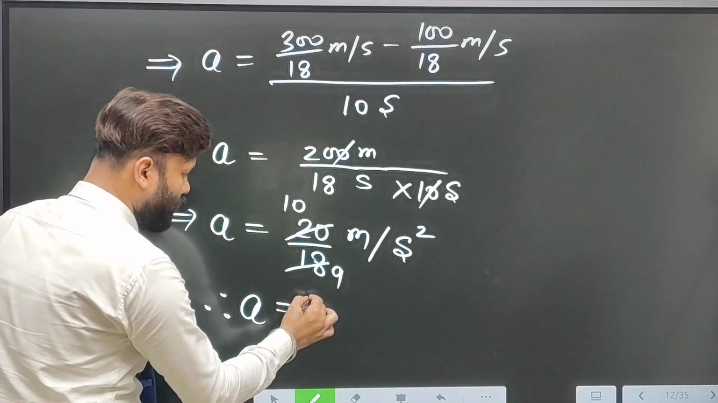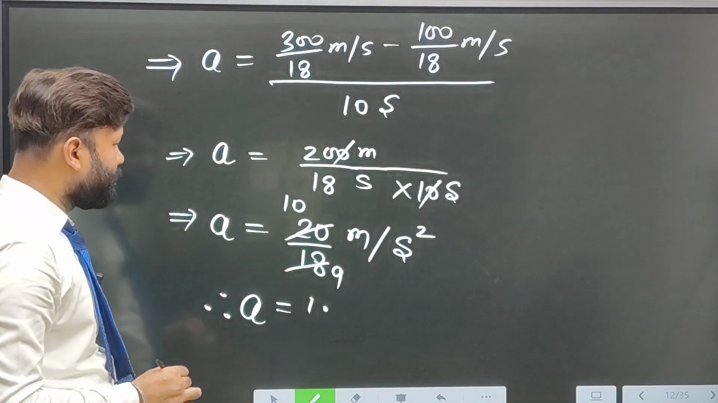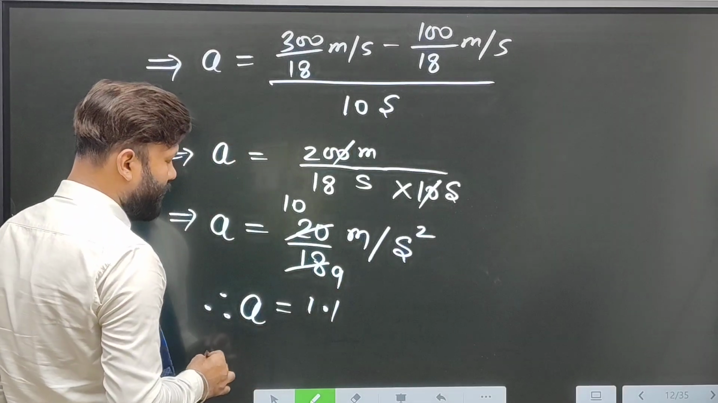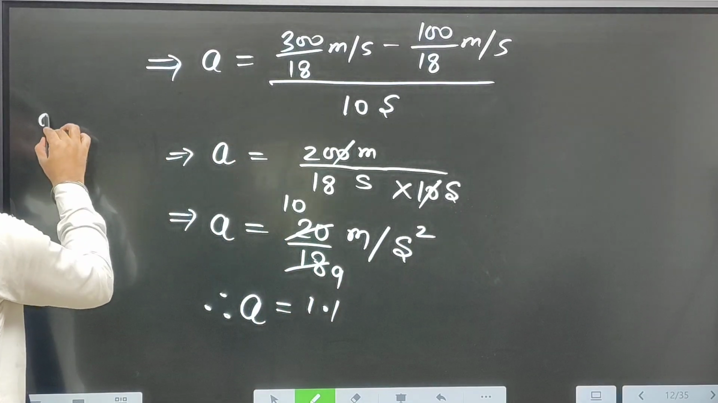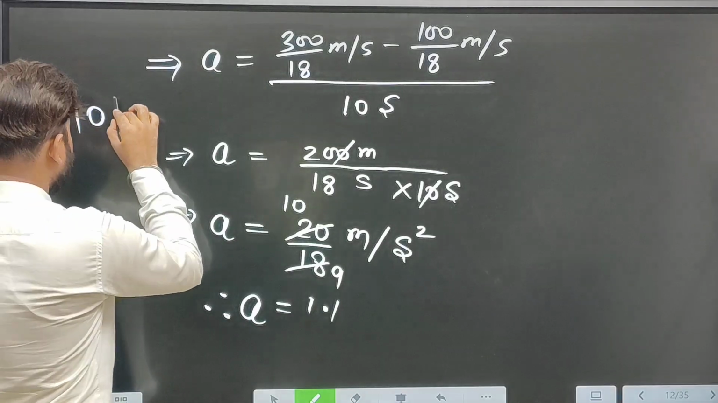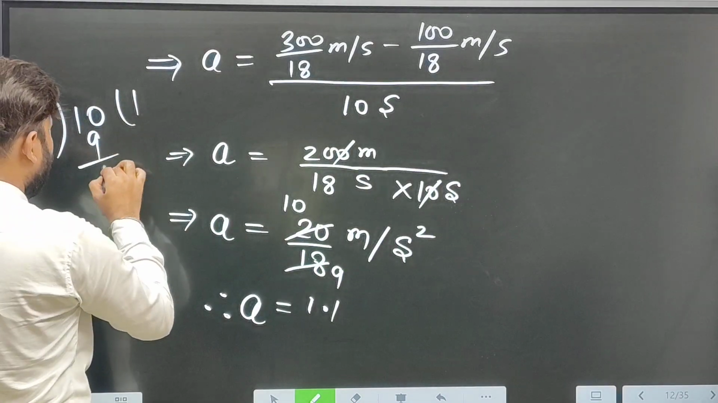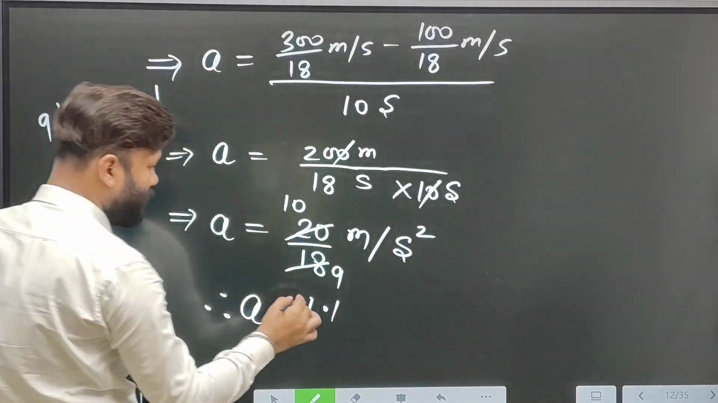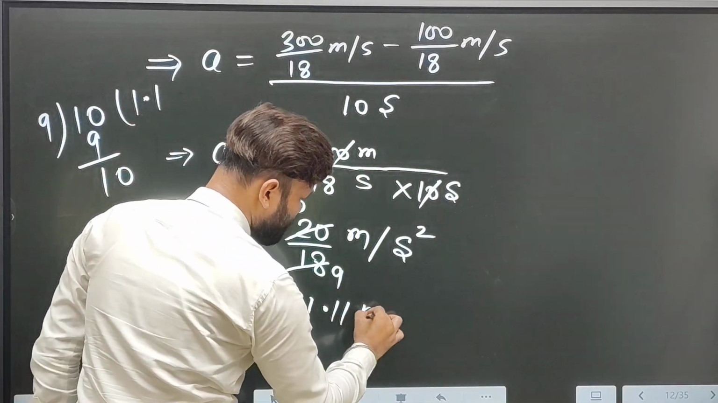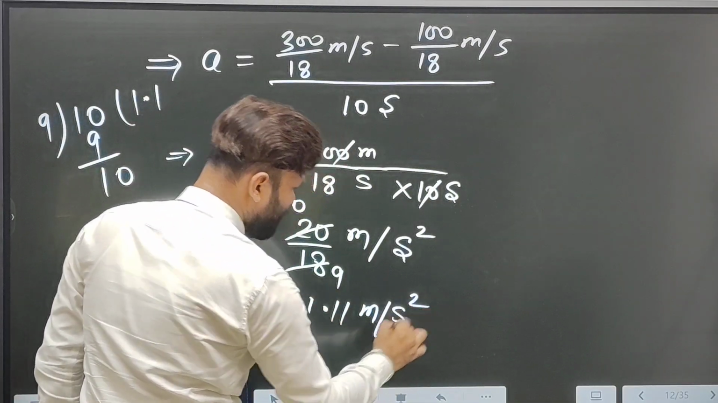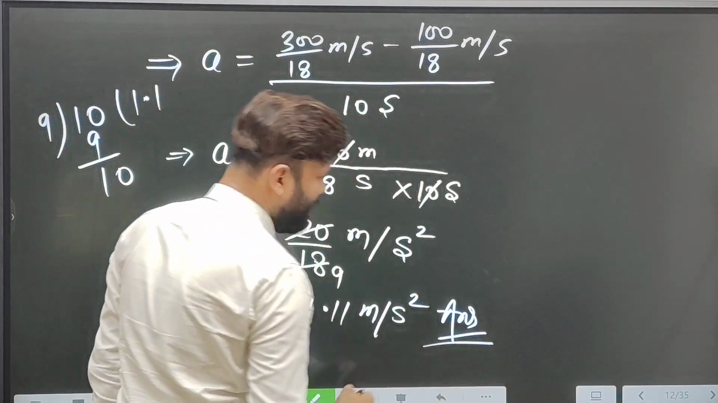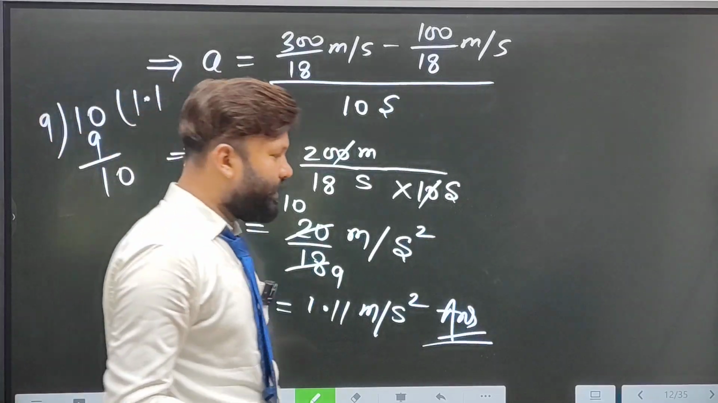So you can divide also 10 by 9. So 1.1. You can divide like this. 9 is here, 10 is here. So 1 nine is 9, 1.0, so 1 again it will repeat. So 1.11 meter per second square. This is the answer of this question. In this question time is not given, so no issue. Okay.